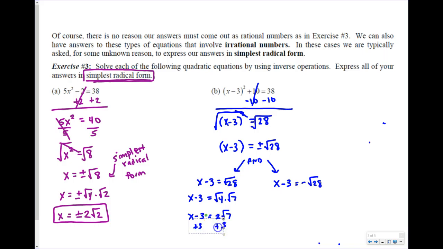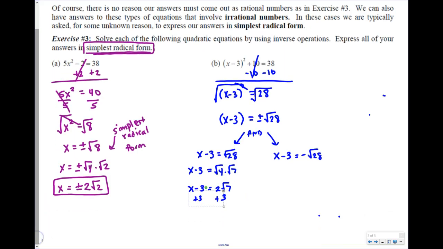Now, with square roots, you can't actually add these numbers together. It doesn't work that way. So instead, we're just going to write our final answer as x equals 3 plus 2 square root of 7. Okay? So that's our first solution.